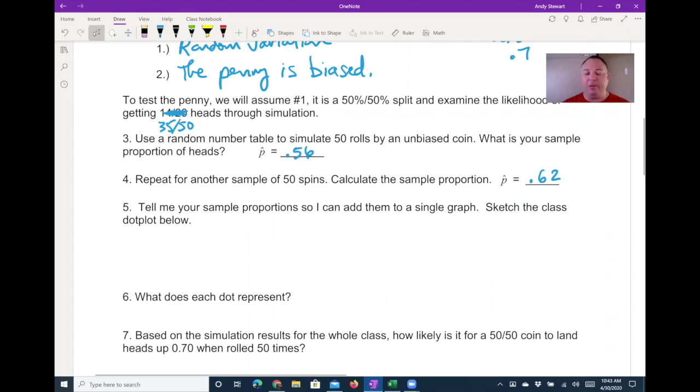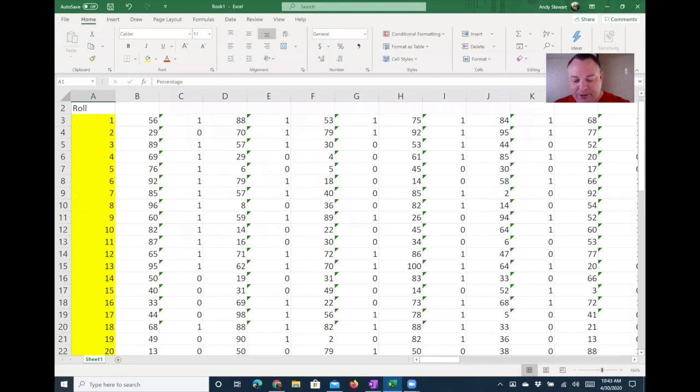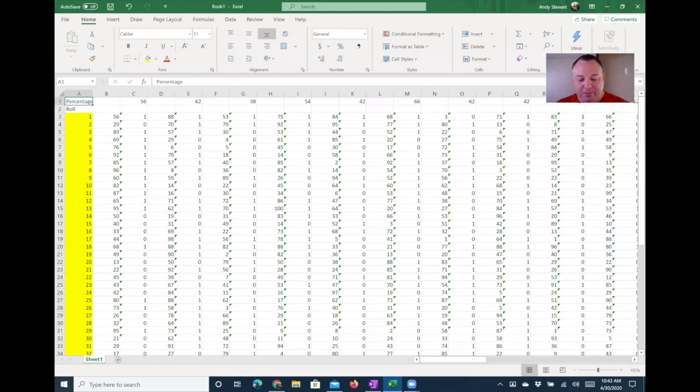This is why we would want the entire class to do it, to get a larger sample. And that's why I have a screen that's absolutely full of numbers here, put together just like our project was, where I have random numbers in one column, and then the next column where you see the zeros and ones, that's just counting whether it was a success or a failure, to be heads or tails.